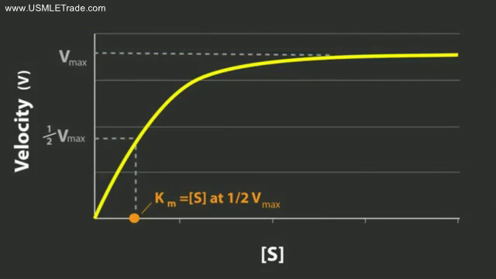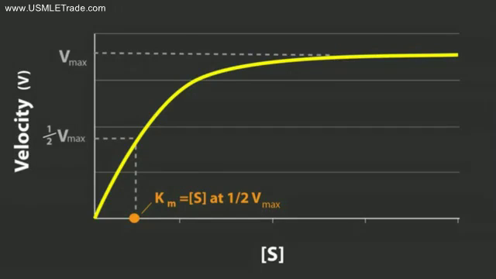Km is called the Michaelis constant, but that's not really important. What's important is that you know that Km is a substrate concentration. Specifically, it's the concentration of the substrate that gets your reaction to half of Vmax. It's the amount of substrate required for the enzyme to achieve half of the maximum velocity that that enzyme can achieve. So Km is a substrate concentration.